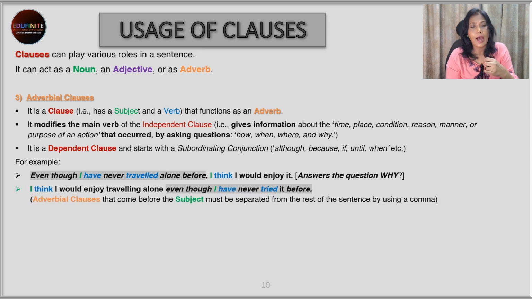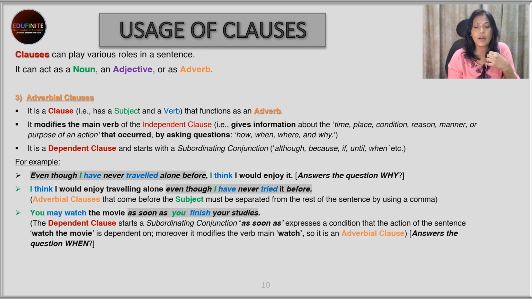Next. I think I would enjoy traveling even though I have never tried it before. So here what is happening? Here we have two cases where we can put the adverbial clause in the beginning of the sentence, or in the beginning of the independent clause, or we can add it after the independent clause also. But if we add it before the independent clause, then we'll have to put a comma after it. So even though I never traveled alone before, I think I would enjoy it. Or we can also say, I think I would enjoy traveling alone even though I've never tried it before.